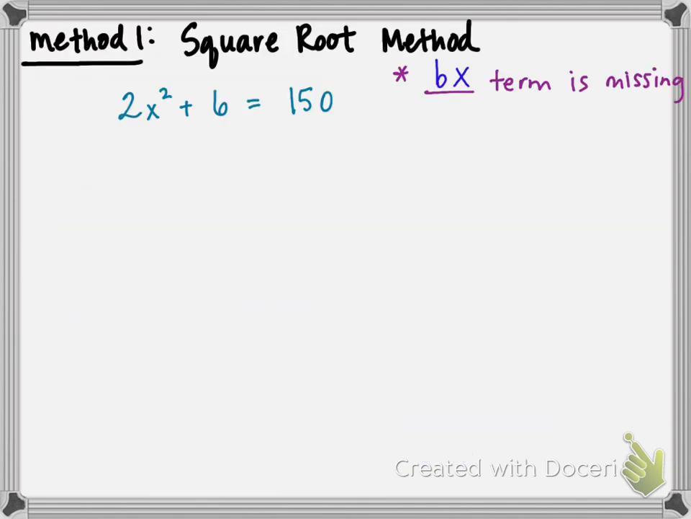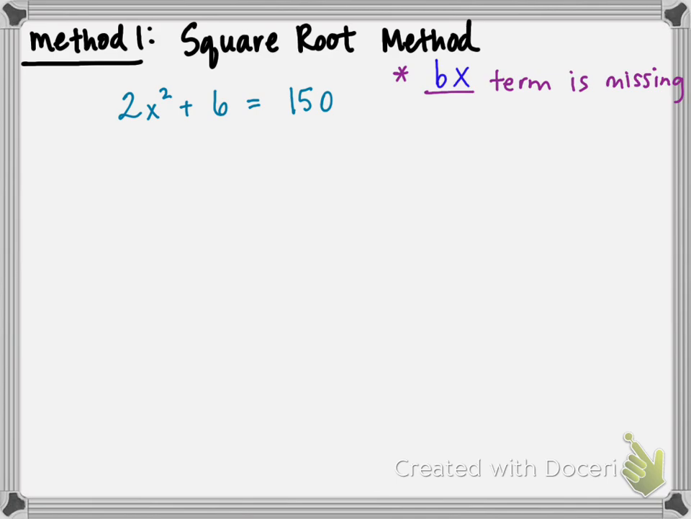So we're going to do our first example. It's method 1, using the square root method. There are multiple methods of solving quadratics, and one of them is known as the square root method. You use the square root method when the middle term, the bx term, doesn't exist. It's missing. So in this example, we have 2x squared plus 6 equals 150.